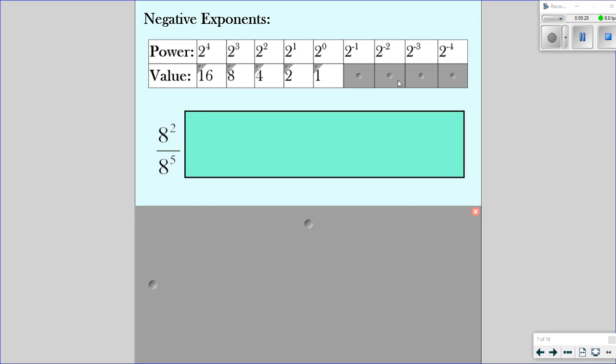Now when it comes to negative exponents, if you were to plug that into your calculator, you would put 2, then that little hat that tells you you're raising the power, and then you put it in parentheses and type in -1.